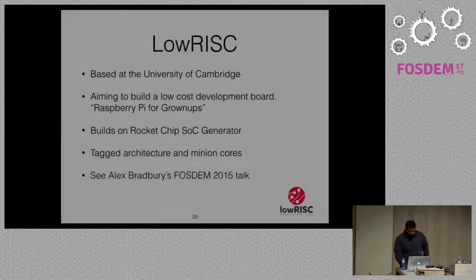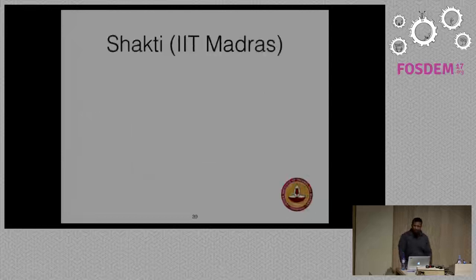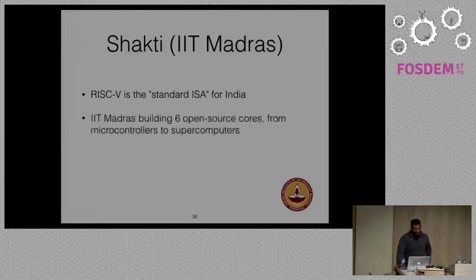The Shakti cores from IIT Madras are another set of RISC-V SoCs. RISC-V apparently is the standard ISA for India, which is kind of cool. As a result, IIT is building six open source cores, and they're literally going from microcontrollers to supercomputers. So there are a lot of people building a lot of RISC-V hardware there, which is pretty cool. They're using Bluespec SystemVerilog as their HDL of choice, and you can find their code on Bitbucket, not GitHub.